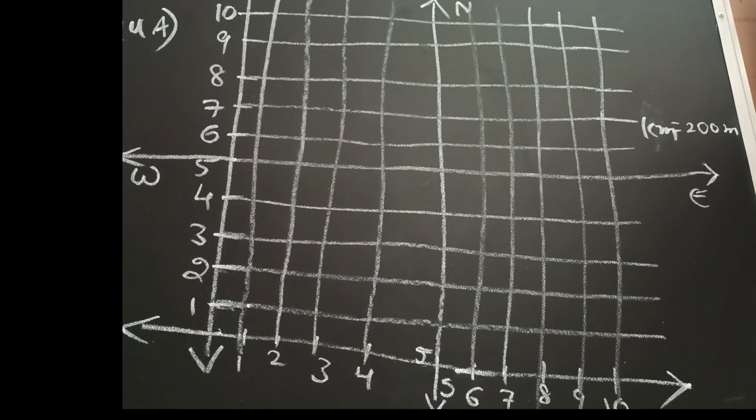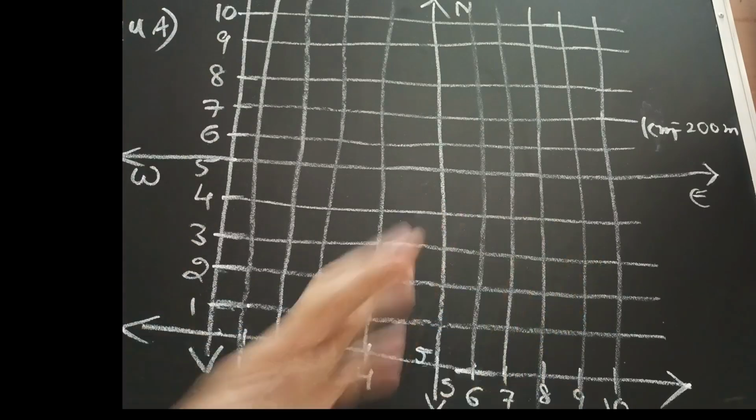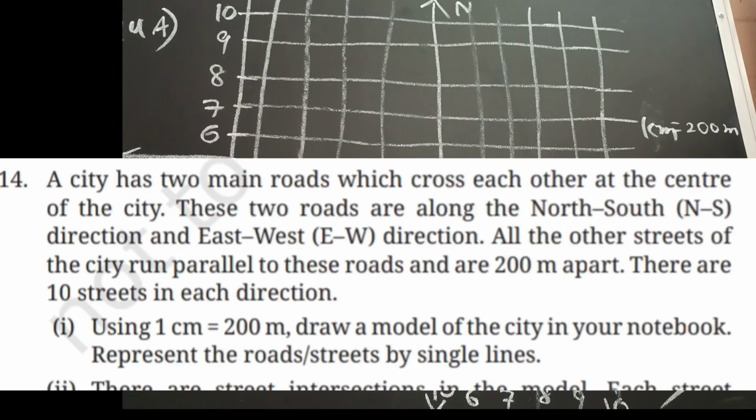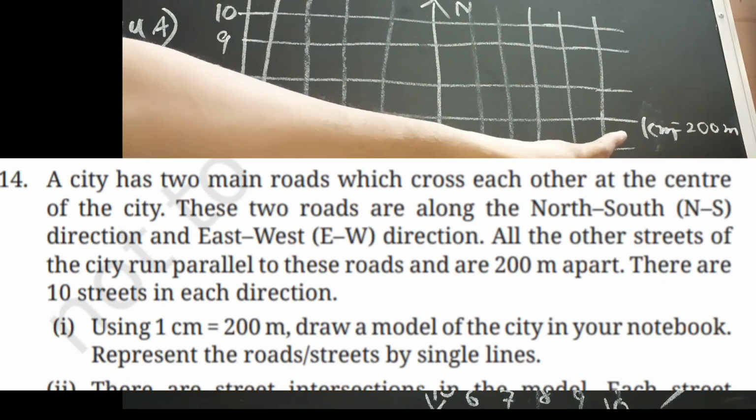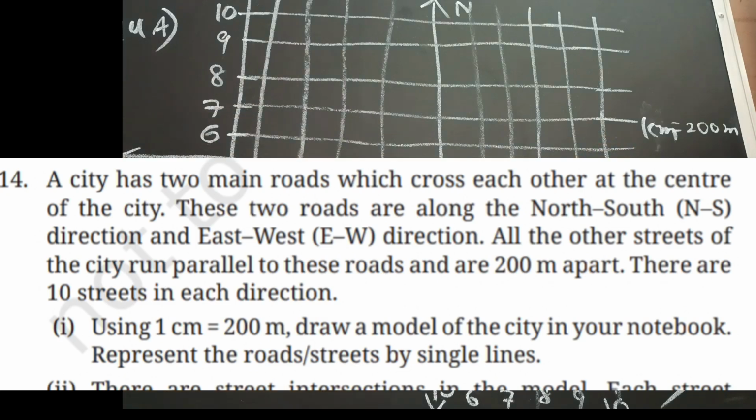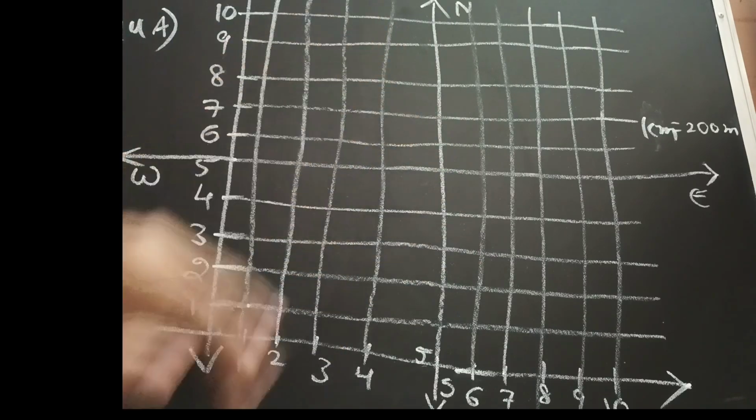There are total 10 streets in each direction. So here 10 streets and here also 10 streets in each direction. Now the first question is, using 1 centimeter is equal to 200 meters, draw a model of a city in your notebook. Represent the roads or streets by single lines. So here this is the diagram. So this is the first question.